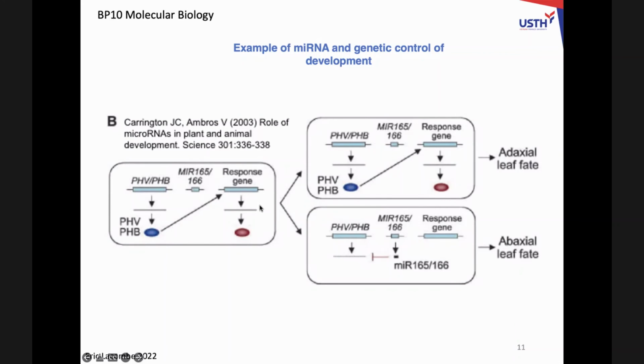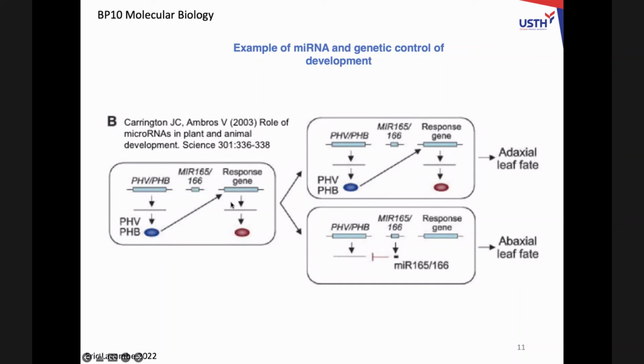So at the very beginning of the developmental process, all cells are in that state. Then, once there is an external signal for developmental progression, there is another gene, which is a MIR gene, that is called MIR165-166, so that's its name.